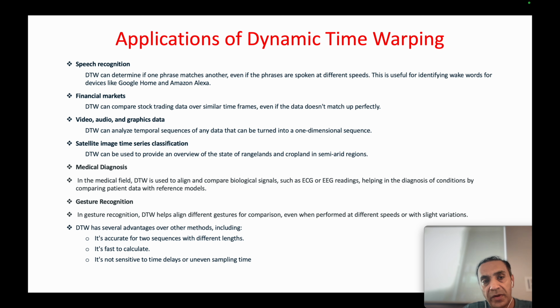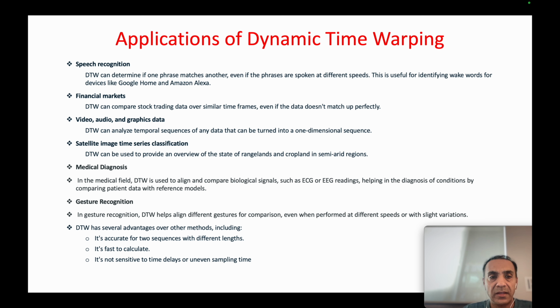DTW is used in video, audio, and graphics data, where it can analyze temporal sequences of any data, which means data collected over time, and that can be turned into a one-dimensional sequence, meaning that the data has one variable in one sequence. DTW can also be used for satellite image time series data classification, where it can be used to provide an overview of the state of rangelands and cropland in semi-arid regions.